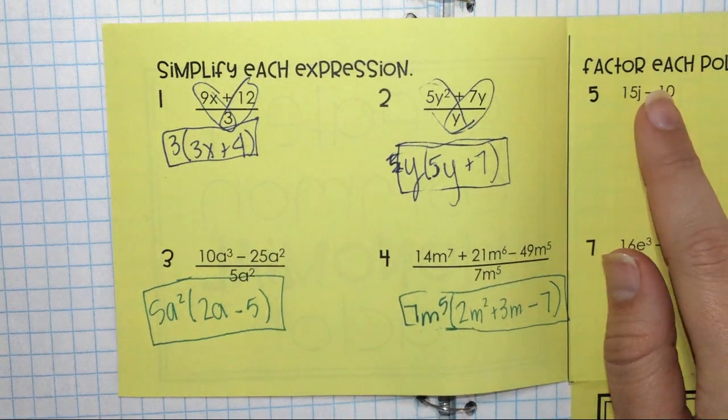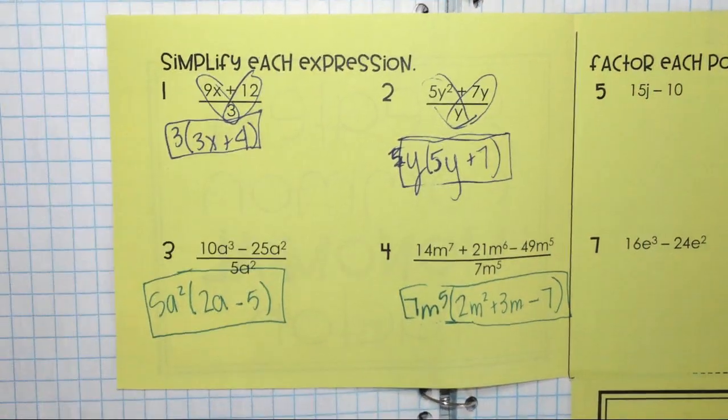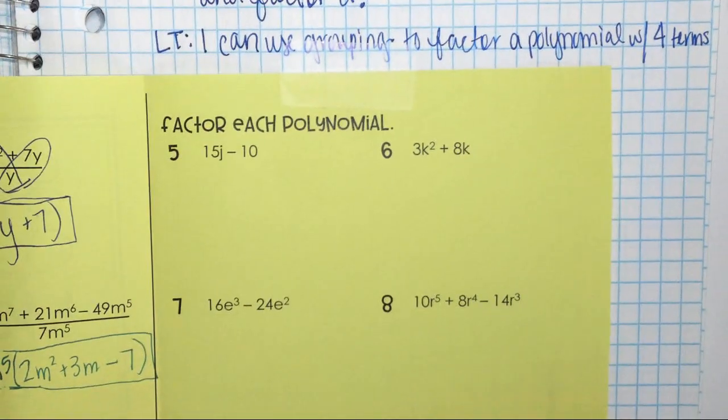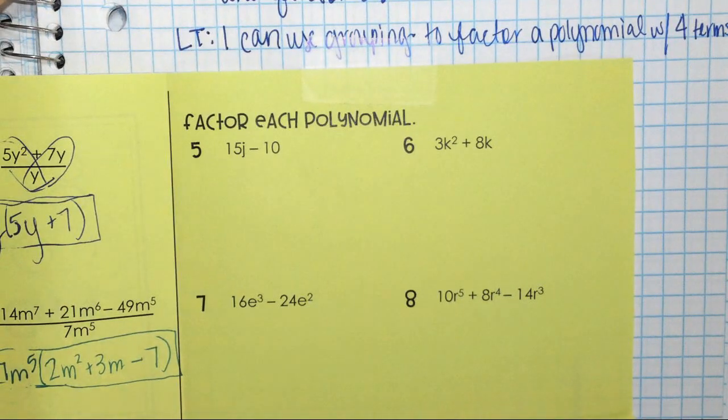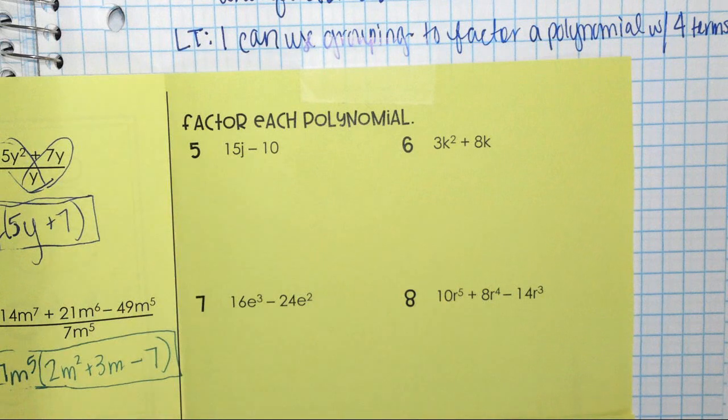So let's look at number 5. Do they tell us what we're dividing by on number 5? So we have to figure it out. And that was our first learning target: I can find the GCF of a polynomial and factor it. Now the GCF is the greatest common factor, so it's the biggest number that divides into both. So what's the biggest number that divides into both?